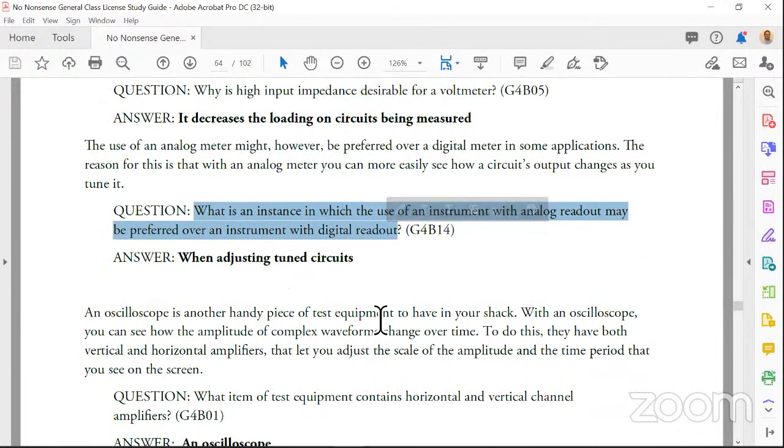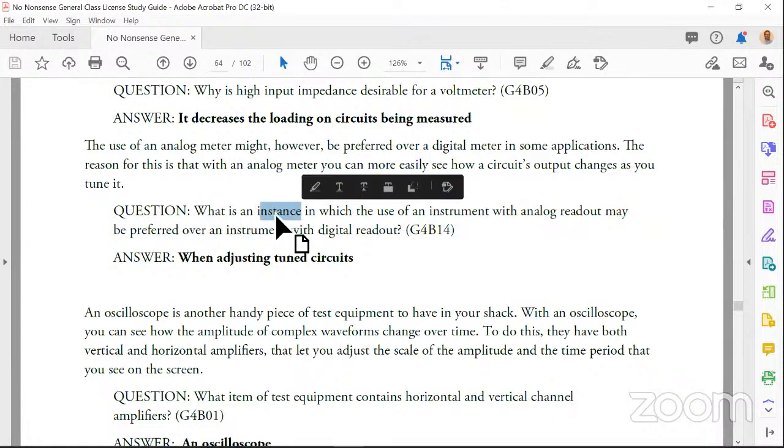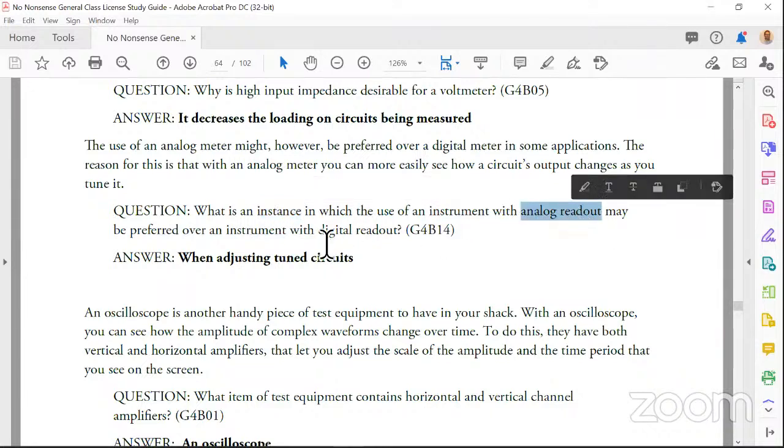Next question in the question pool. What is an instance in which the use of an instrument with analog readout may be preferred over an instrument with digital readout? So let's dissect this question a little bit. What are they asking us? What is an instance? Meaning when? Will using an analog meter be preferred to one that's digital?